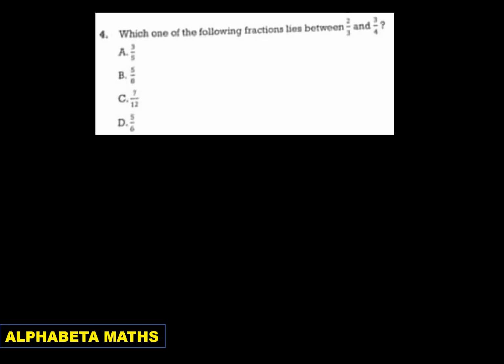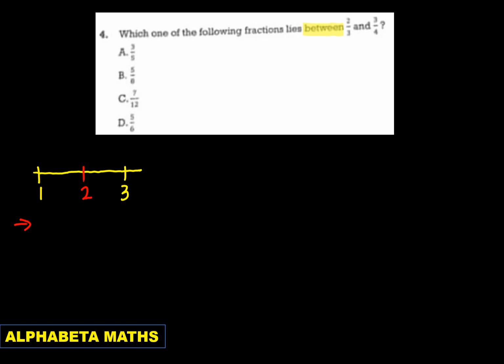Let's look at the fourth question, which states: which of the following fractions lies between 2 over 3 and 3 over 4? So here, let's assume that I have a number line and I start from 1 and skip to 3. And I ask you, what is the number between 1 and 3? You are definitely going to say the number is 2. Why is it 2? Because that is the middle number. So anytime we are talking about something between, it means that we are looking at the middle number.